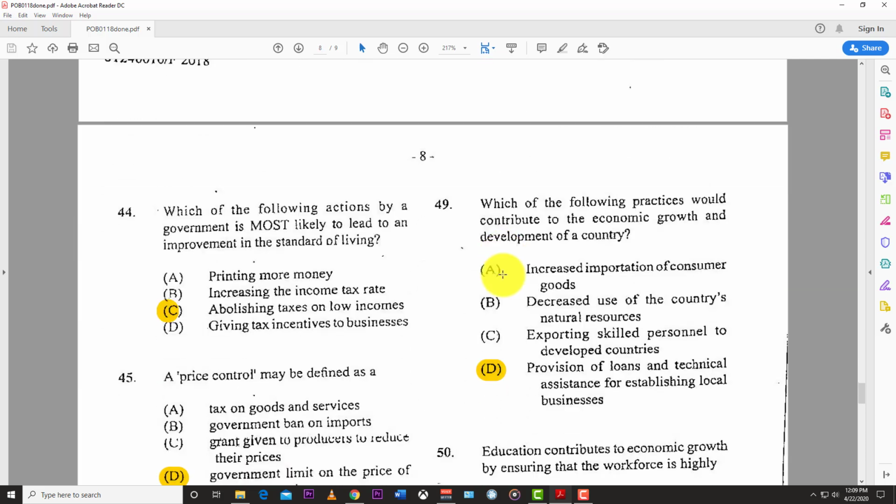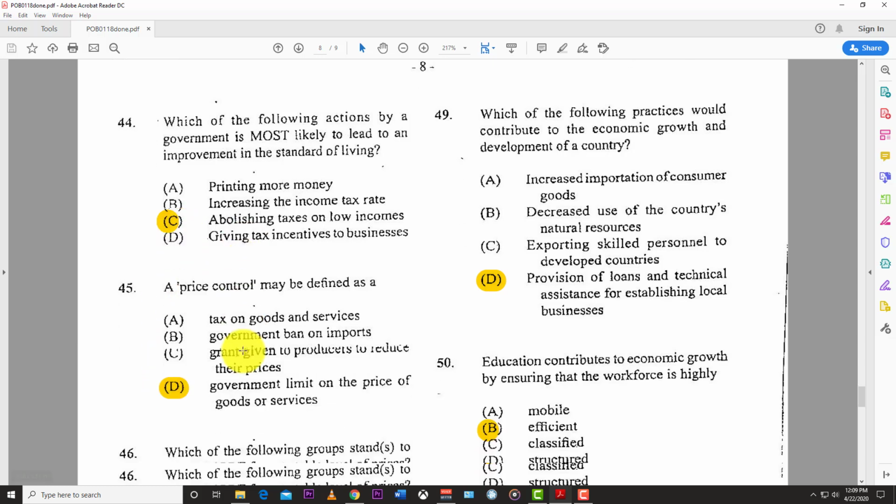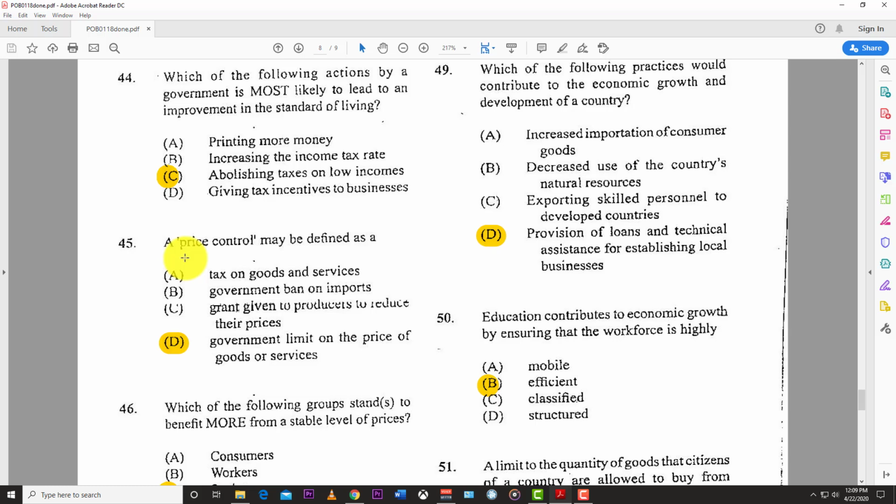44. Which of the following actions by a government is most likely to lead to an improvement in the standard of living? And the answer is C, abolishing taxes on the low income. So you abolish the tax on low income, they get more disposable income, and so therefore their quality of life, the standard of living should increase. 45. A price control may be defined as D, government limit on the price of goods or services.